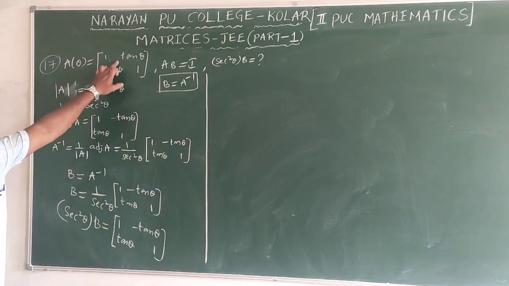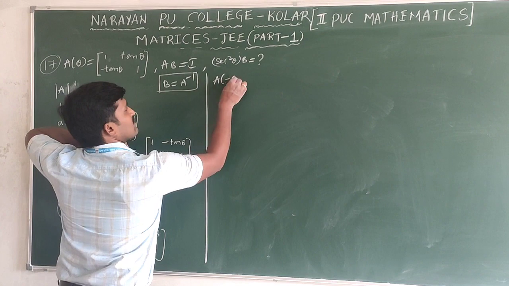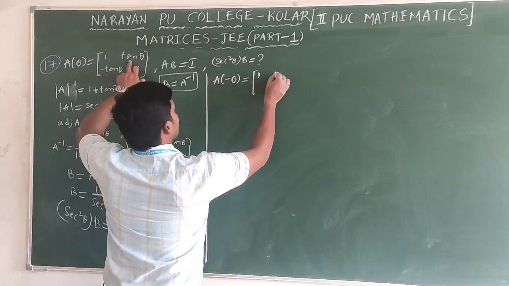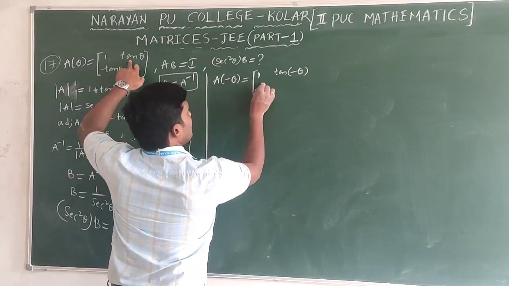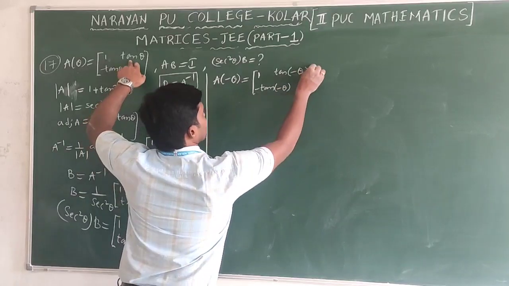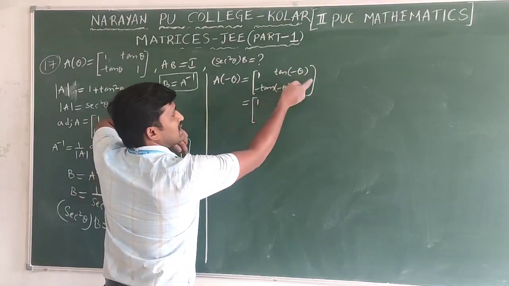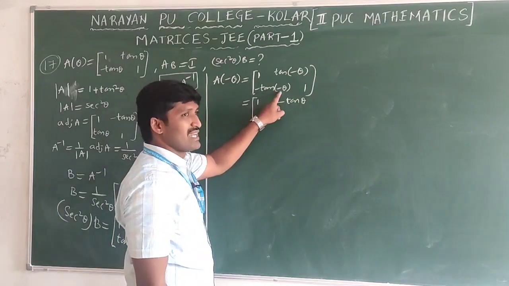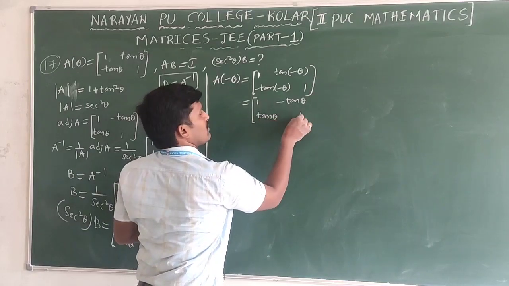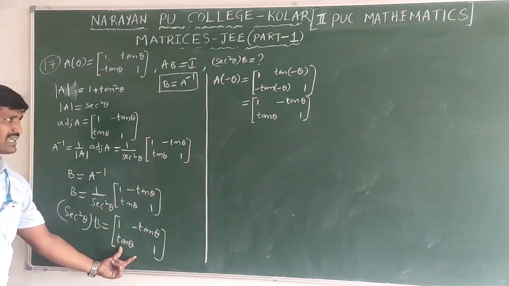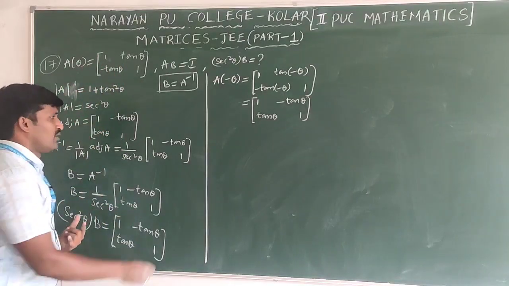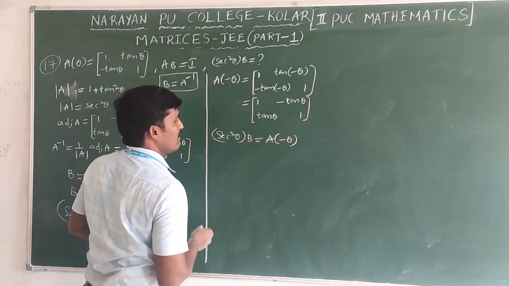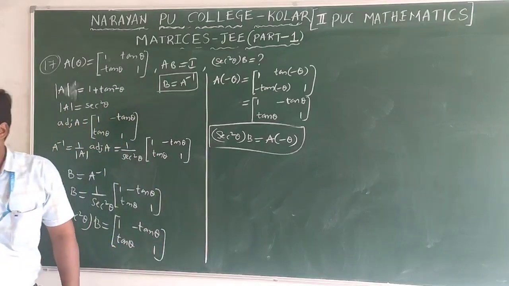Now this is clearly the value of which one? This is A of theta. What will A of minus theta be? Substitute minus theta in the place of theta: 1, tan of minus theta, minus tan of minus theta, 1. From this, what will you get? 1. Tan of minus theta is minus tan theta. Now, minus tan of minus theta, minus of minus is plus. Now the value of this is clearly which one? A of minus theta. Finally we can write secant square theta into B equal to A of minus theta. Now which option is correct? Option B.